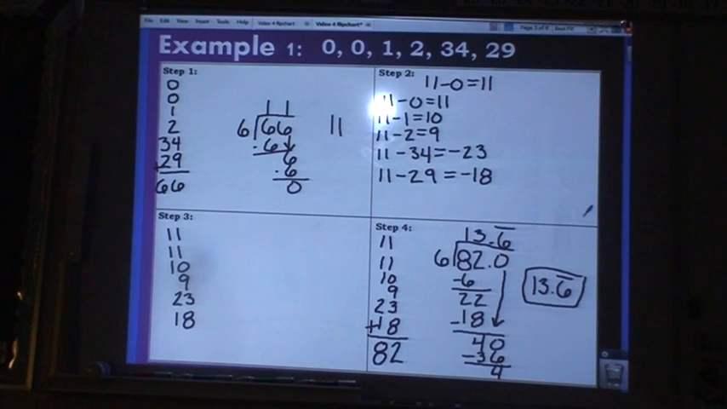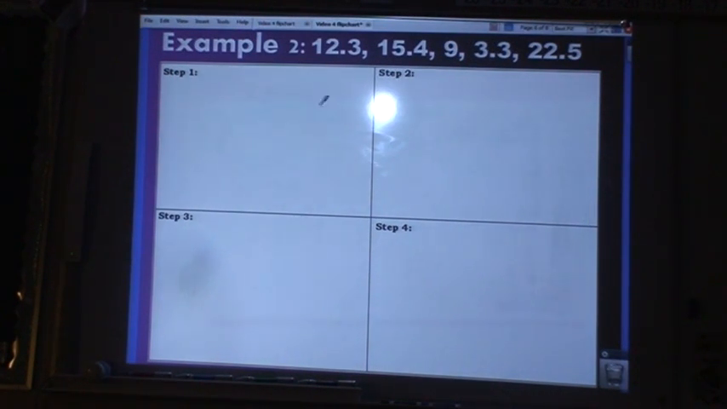Let's go ahead and try another example just so you can get some more practice. Just to make it more complicated, we're going to throw in some decimals. Steps are still the same. The first thing we need to do is to add up all of our numbers to find our mean.